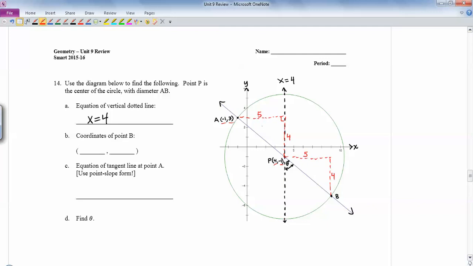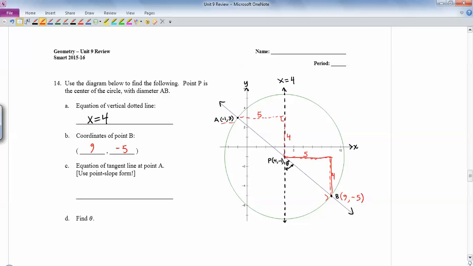So then if I count across 5 from the center point, 5 across, 4 down, 5 across will get me to 9, and 4 down will put me at -5. And you can kind of eyeball it and see, oh yeah, that looks like (9, -5). So (9, -5).